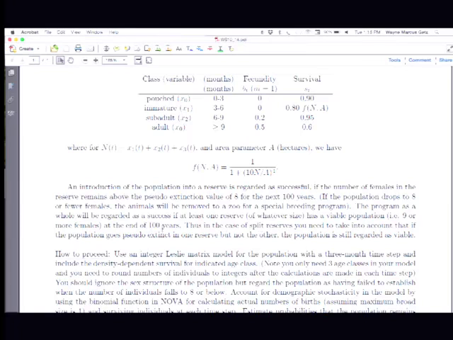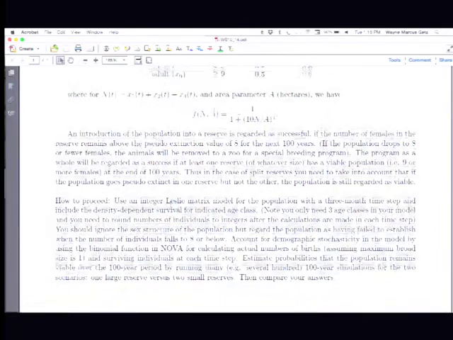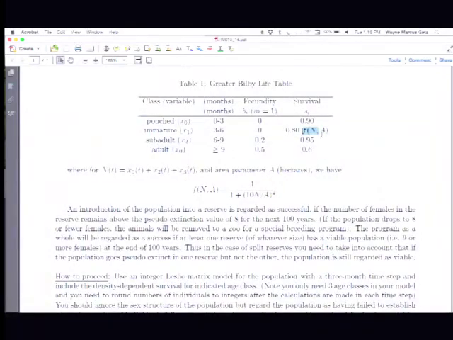Thus, in the case of split reserves, you need to take into account that if the population goes pseudo-extinct in one reserve, but not in the other, the population is still regarded as viable. So how to proceed? Use an integer Leslie matrix model like the one that we set up in class. Here, the density-dependent function depends both on n and on a. So in other words, f of n, a, is 1 over 1 plus 10 times n divided by a, to the power of 4. So if you're in a big reserve, you put 2,000 in there, and if you're in a small reserve, you put 1,000.